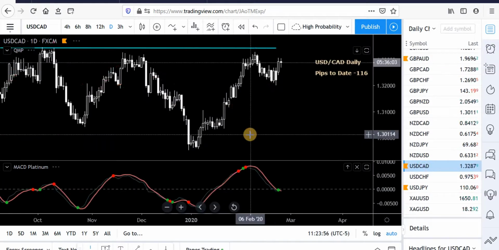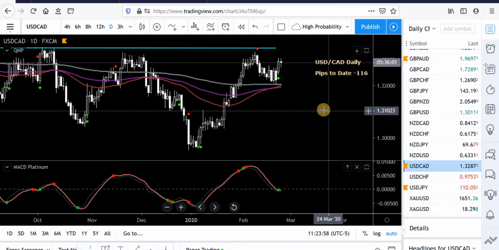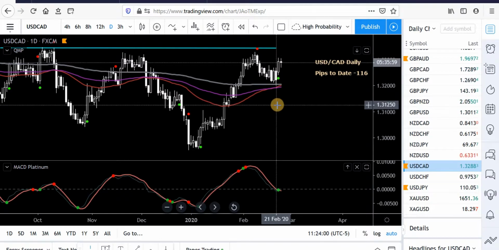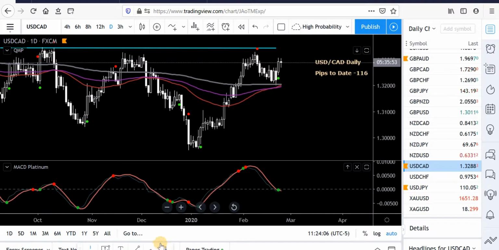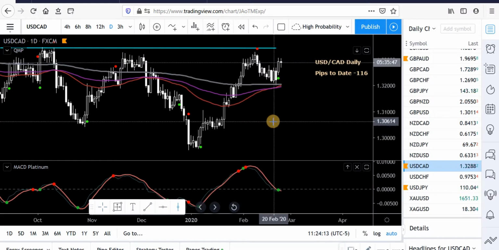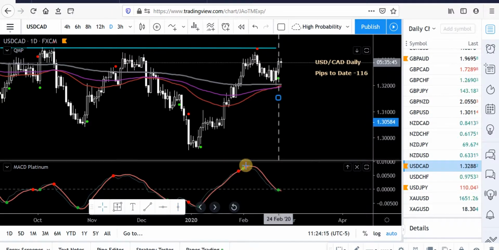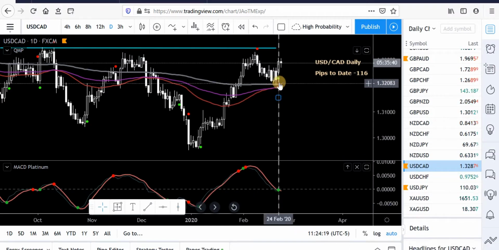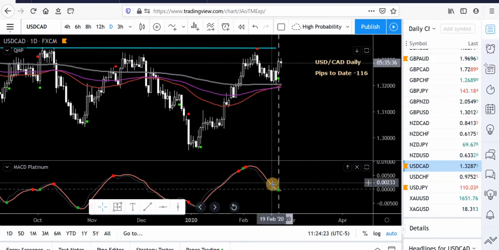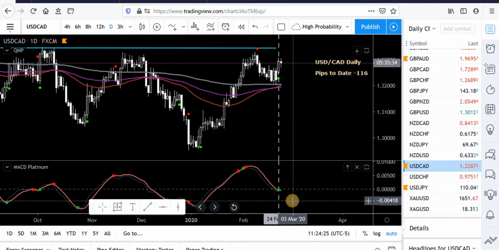USD CAD, my old mate. There was a buy signal today here. Probably should draw the lines in, but I've lost my little line marker. No, there it is. I wonder if that's going to be grey. Yep. So there's a green QMP dot and a MACD Platinum dot, but the MACD Platinum dot's right below the zero level, right on the zero level.